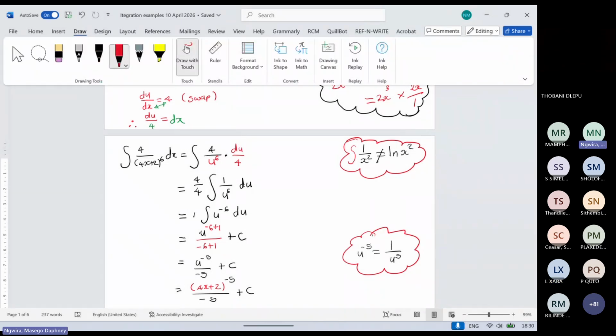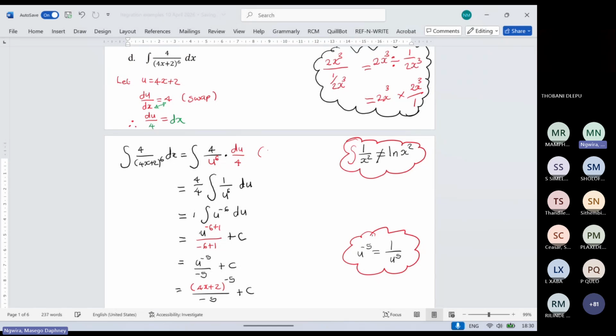Let me just write here in case. So here I substituted U. Yeah, let me not write it here. I think I wrote it on my notes.